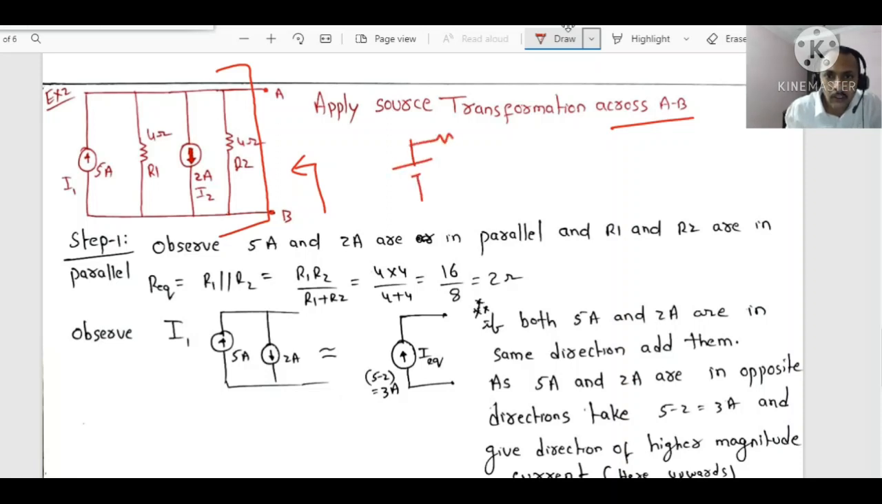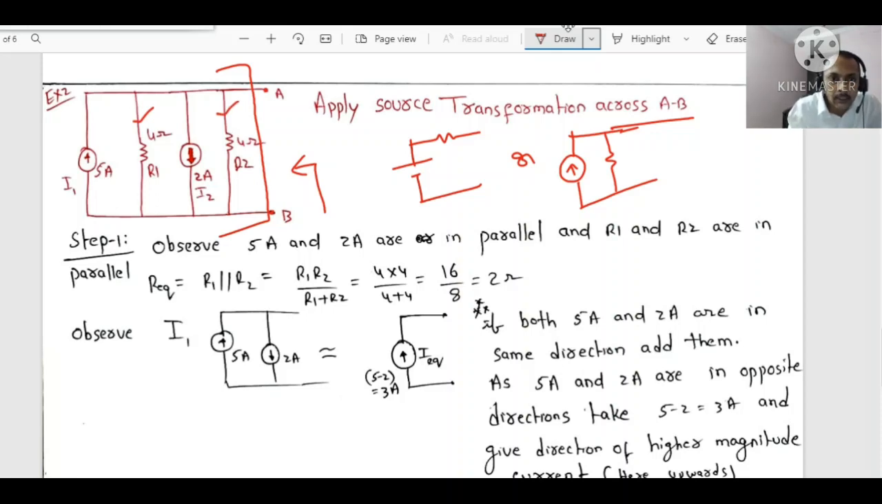Either you can bring it into a single voltage source in series with a resistor up to that part, or you can bring it into a single current source in parallel with a resistor. Anything is correct. Now on looking into this, the first thought you will get is, sir, this 4 ohms and this 4 ohms are in parallel. Let me simplify.